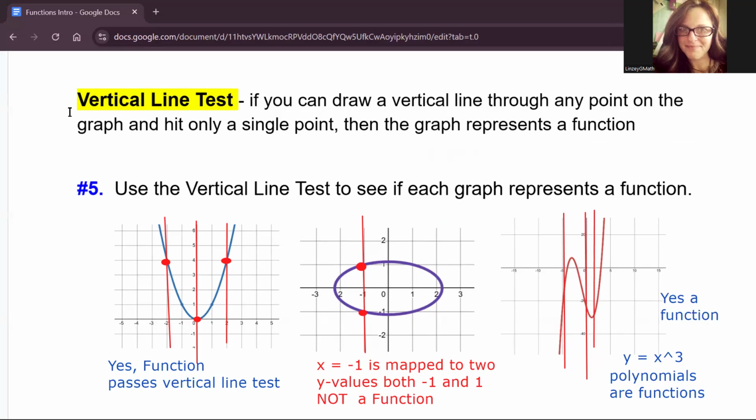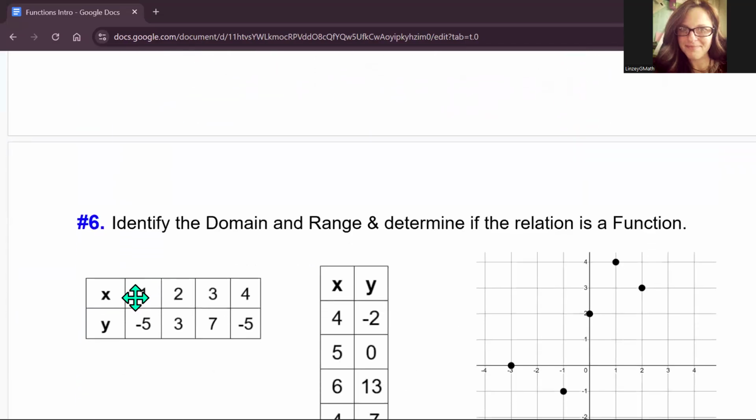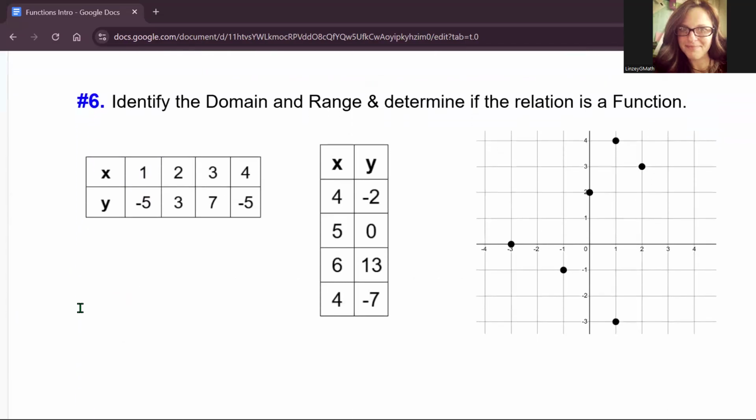And moving on to our last problem. Number 6. We'll take a look at some tables of values. I gave you a horizontal table, a vertical table, and then a graph. We're going to determine the domain and range, and then whether it is a function. And we'll start over here on the left with this first one.